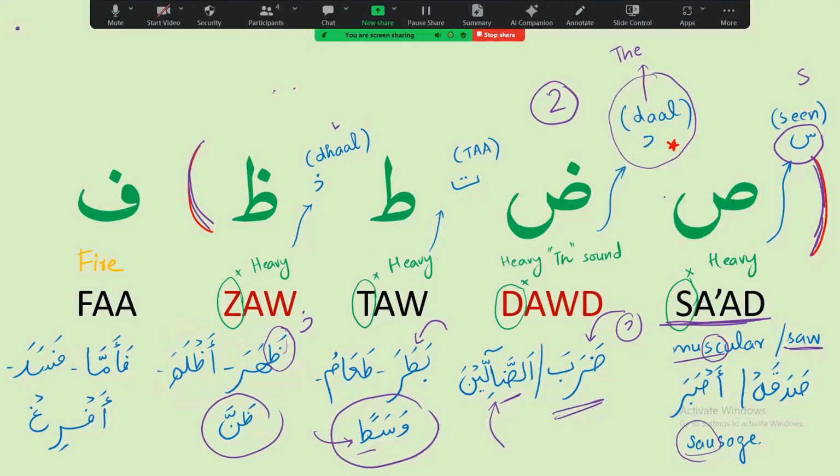Okay, so the first letter for today was Saad. The second one was Daad. The third one Ta. The fourth one Za. And the fifth one is inshallah very easy. I mentioned that this is like the F of English. Fa letter. Fa. Just the way we say fire. The example is fa'amma, which starts with the sound of fa. Or when we say this word fasada.